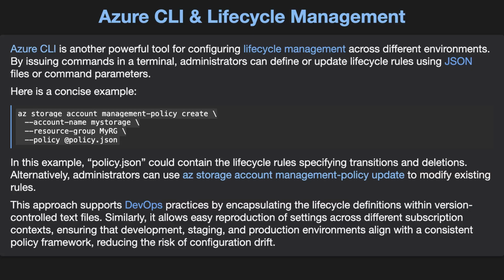Azure CLI is another powerful tool for configuring lifecycle management across different environments. By issuing commands in a terminal, administrators can define or update lifecycle rules using JSON files or command parameters. Here is a concise example. Bash: az storage account management-policy create --account-name myStorage --resource-group myRG --policy @policy.json. In this example, policy.json could contain the lifecycle rules specifying transitions and deletions. Alternatively, administrators can use az storage account management-policy update to modify existing rules.